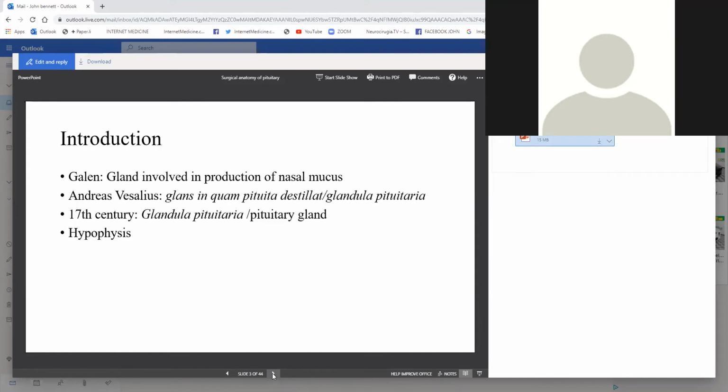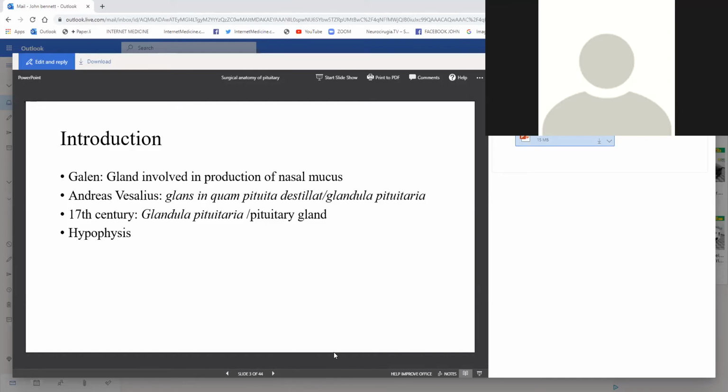Next slide, John. So as an introduction, the pituitary gland is also known as the master gland. It is a major organ in the endocrine system, and it is termed the master gland because it controls the endocrine activity of many other glands of the body.